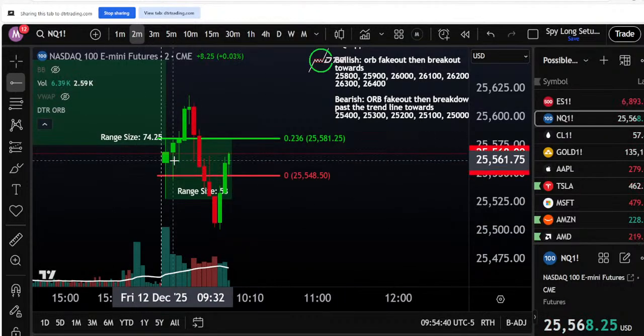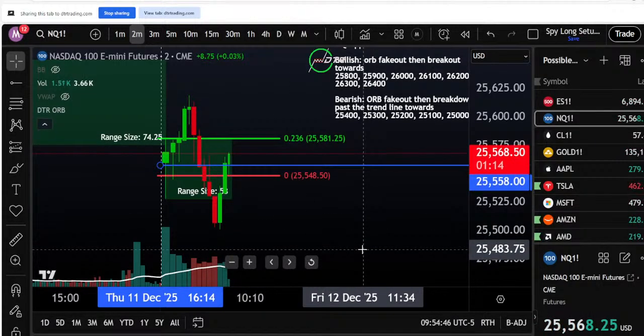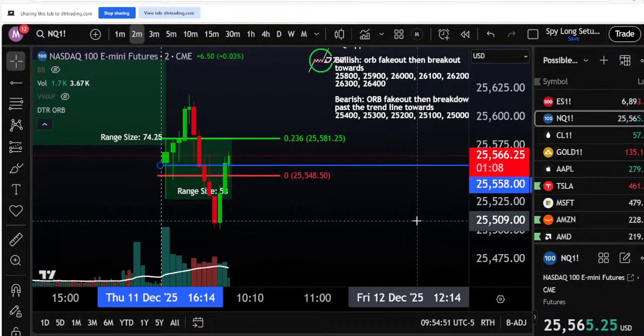Now we want to see a gentle pullback. This area, right? Might be a little bit challenging to get, but setting up that for a long, 48.50 would be the stop. Let's call it 48, just to keep it simple. We've already seen the fake out here, right? So we don't necessarily need to see that again.